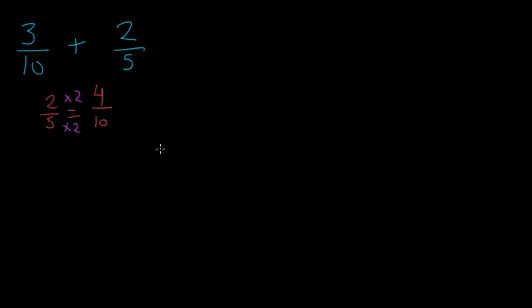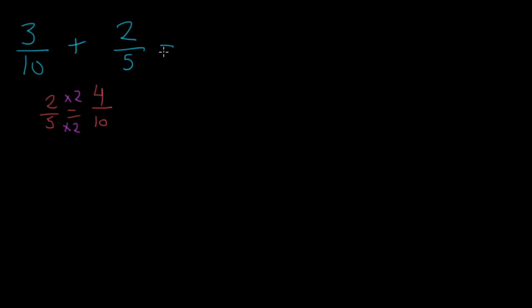So if we have 3/10 plus 2/5, right, give that a try. So what we're going to do is take 2/5 and make it something out of 10. So we need to multiply the bottom by 2 to get there. So we also need to multiply the top. Remember, whatever you do to the bottom, you have to do to the top. Whatever you do to the top, you have to do to the bottom. So we get 4 out of 10.